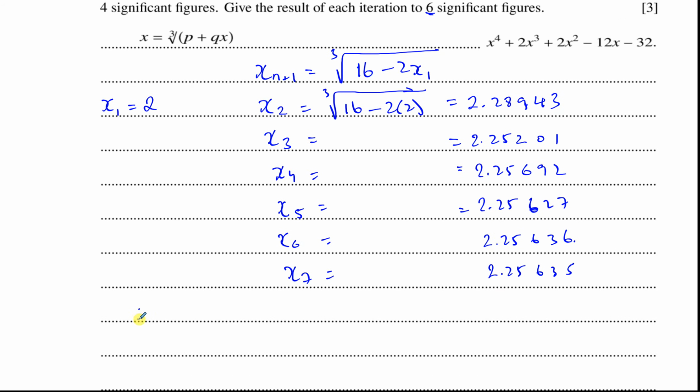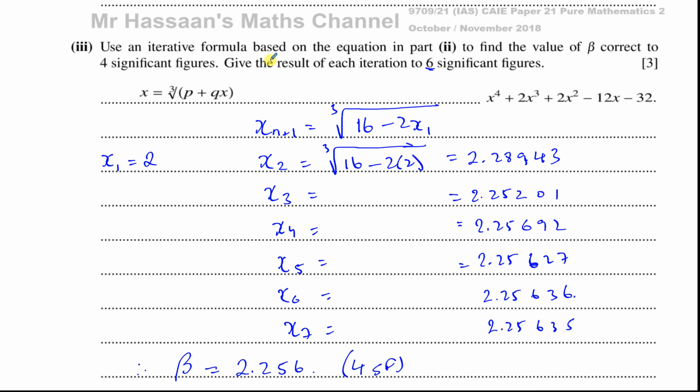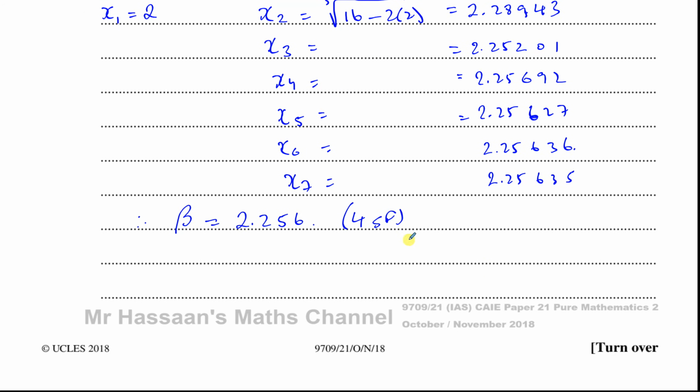So we can say, therefore, our beta is equal to 2.256 to 4 significant figures as they ask us to give. All right, so there's the answer to part 3.